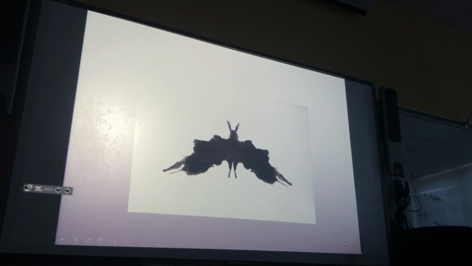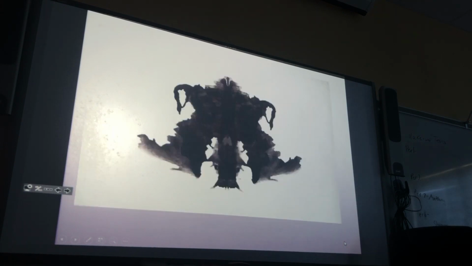All right, so good answers: moth, butterfly, and bat. Don't see anything like a crocodile. Never see a face in any of these, ever. So never say that from now on, even when you actually see one, because there's one that looks like a face. But don't ever say that, because according to these tests, that means you're paranoid and you think people are watching you. So never answer with face. Bad answer.